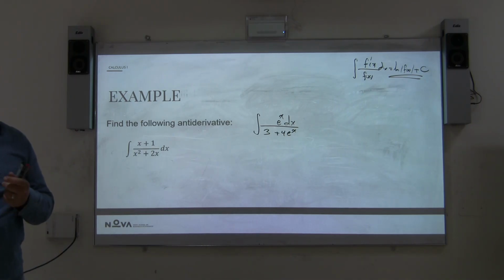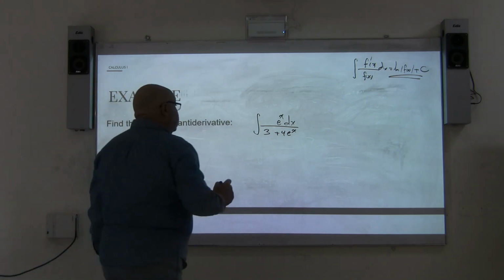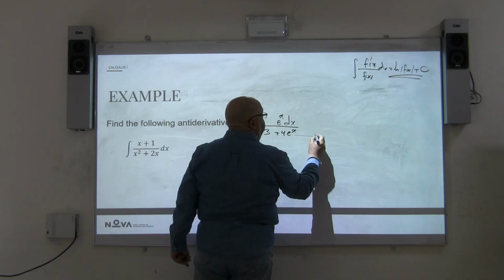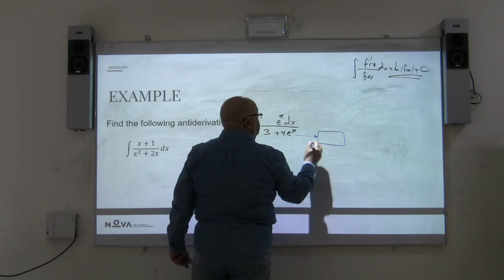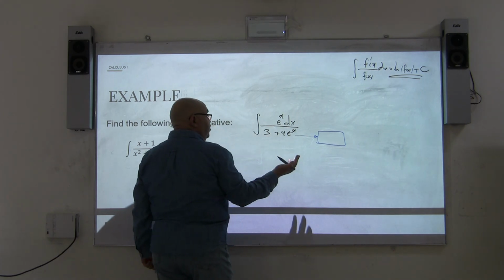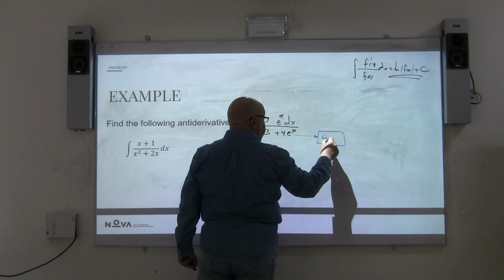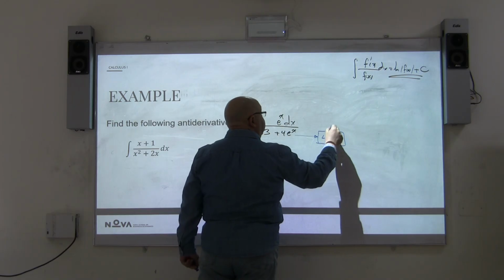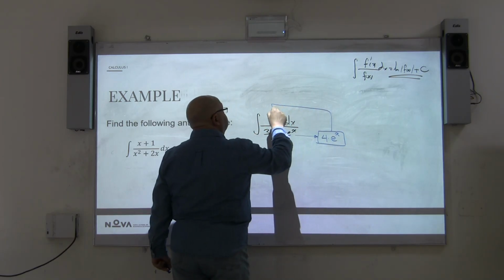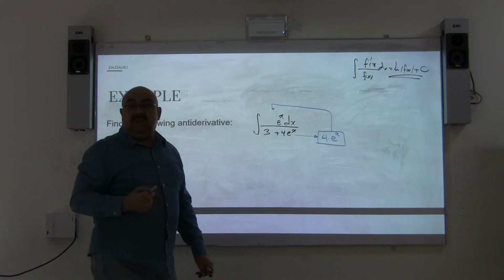Once more, what's the derivative of the denominator? Let's do the derivative of the denominator. The derivative of 3 is 0. Then I have 4e to the power of x. The derivative is going to be 4 times e to the power of x. Did this exist on the numerator? No, 4 is missing.